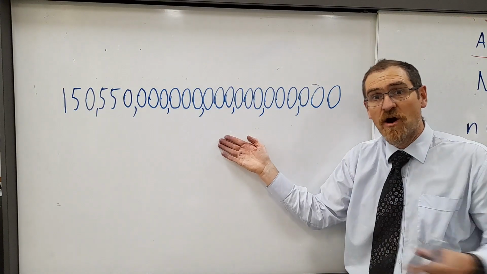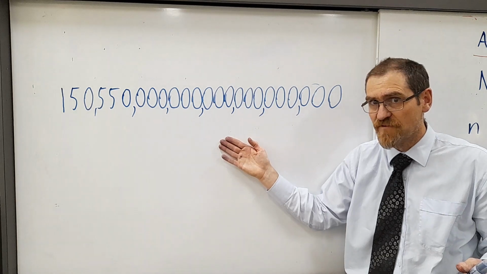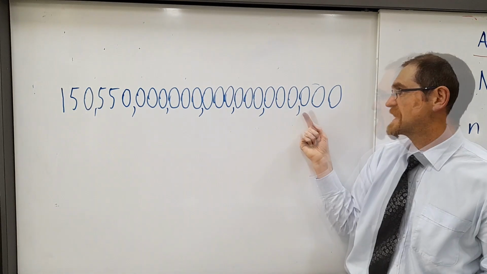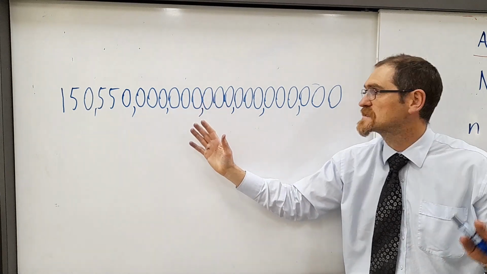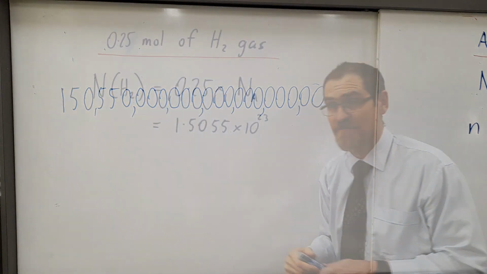So this is how many hydrogen molecules are in a quarter mole of hydrogen gas. That many. What is that? 1,000, million, billion, trillion, quadrillion. Too hard. I don't know the numbers. I much prefer scientific notation.